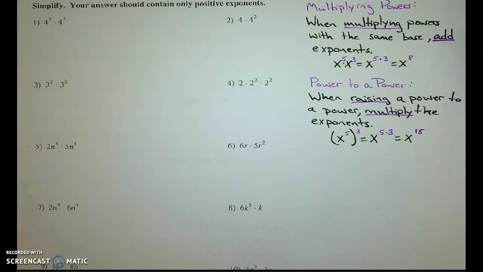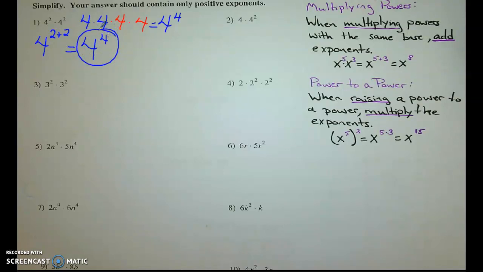Number 1, 4 to the second power times 4 to the second power. That is the same thing as 4 times 4 times 4 times 4. Okay? So when I look at that, I have 4 to the 4th power. Now, thinking about it with our rule, 4 to the second power times 4 to the second power gives us 4 to the 2 plus 2, because we're adding our exponents, which also gives us 4 to the 4th power. So that's what's happening with that.